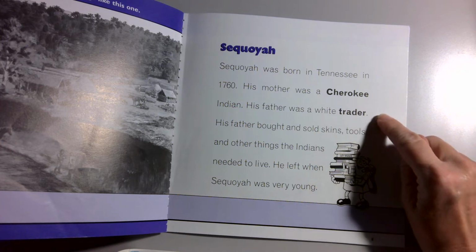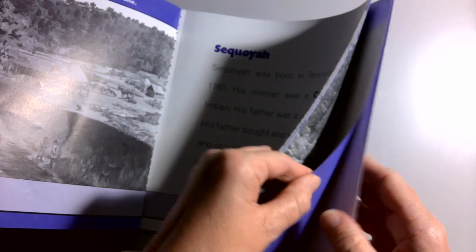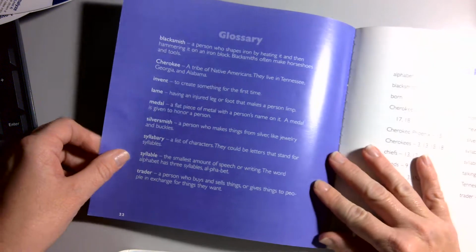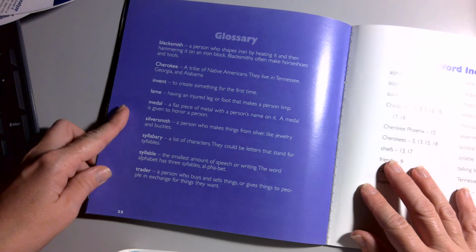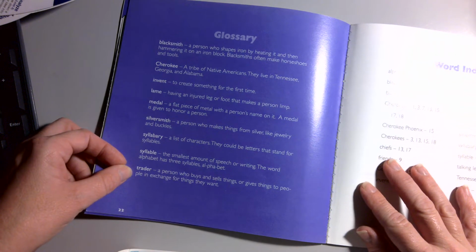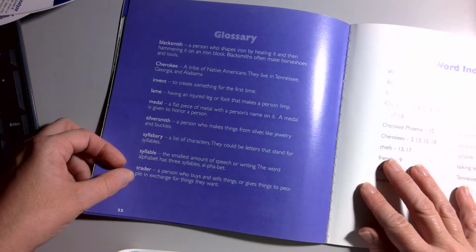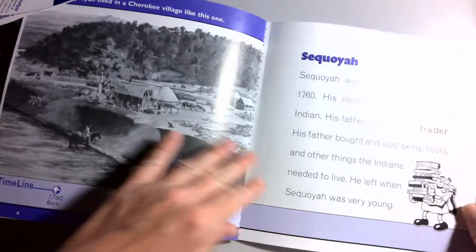I'm noticing 2 words on this page that are in bold, and I know that I can look those meanings up in the glossary. In fact, I'm not sure what the word trader is. So I'm going to go to the glossary really quickly and just double check. Now I'm noticing that the glossary words are in alphabetical order, so I'm going to come down to the T. And trader says a person who buys and sells things or gives things to people in exchange for things that they want. So now I understand what the meaning of trader is.